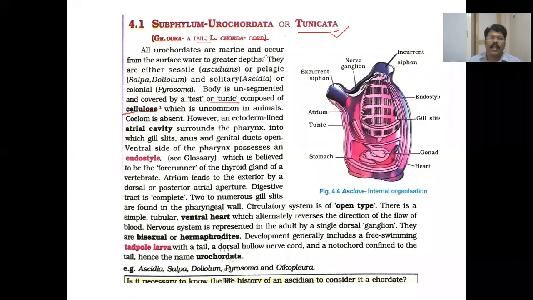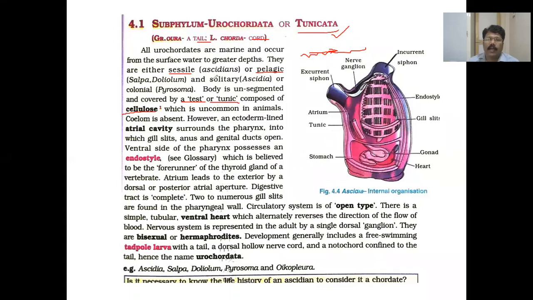So these are marine animals, and these live either on the surface or in the depth, in deep water. And these are sessile. Sessile means they attach to the substratum. That means they do not show any kind of movements. Or pelagic. Pelagic means those that live on the surface of the water in the ocean. So these are called pelagic organisms.